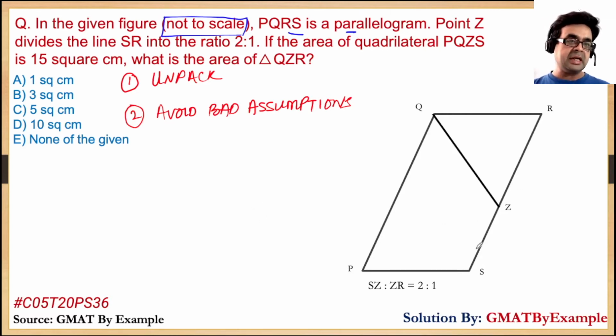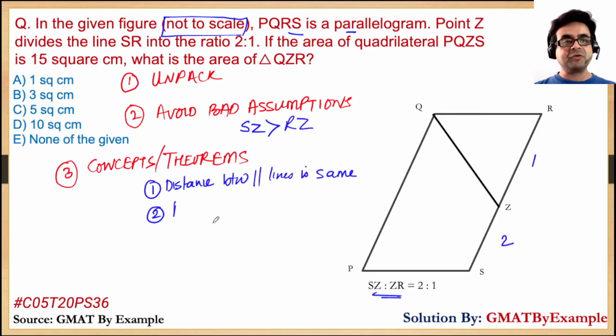For example, in the diagram, it looks like SZ is smaller than RZ, which is really not the case. It is actually the other way around because it is given that SZ is to RZ is 2:1. So making that assumption that the ratio is actually reversed will actually get you in trouble. So avoid the bad assumption based on what you're seeing in the diagram, because the diagram is not to scale, it is clearly given. So we are going to clearly mark that SZ is greater than ZR or RZ. We are also given that point Z divides SR into the ratio 2:1.